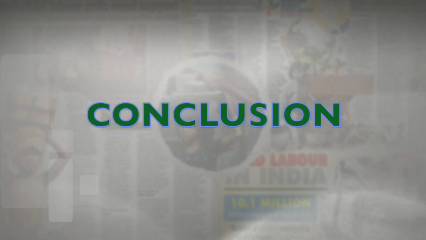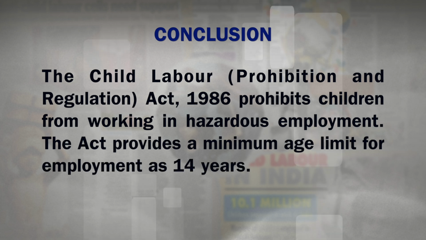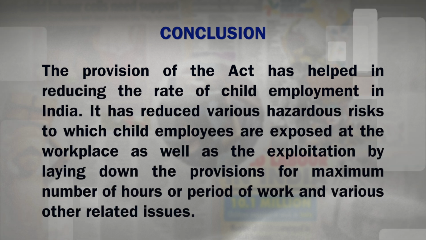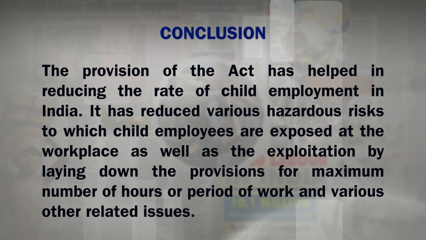Coming to the conclusion of the topic, the Child Labour Prohibition and Regulation Act of 1986 prohibits children from working in hazardous employment. The Act provides a minimum age for employment as 14 years. The prohibition of the Act has helped in reducing the rate of child employment in India. It has reduced various hazardous risks to which child employees are exposed at the workplace, as well as exploitation, by laying down provisions for the maximum number of hours or period of work and various other related issues.